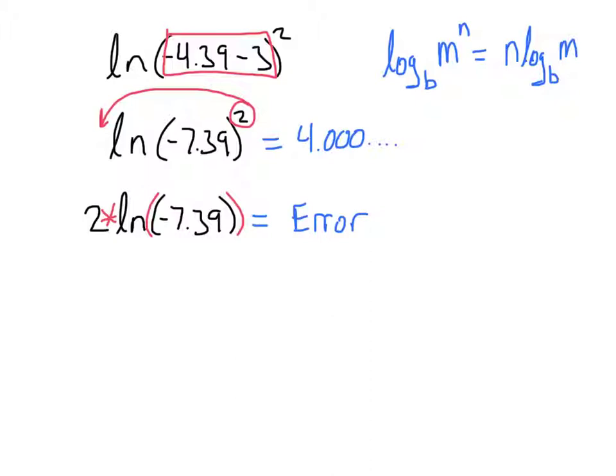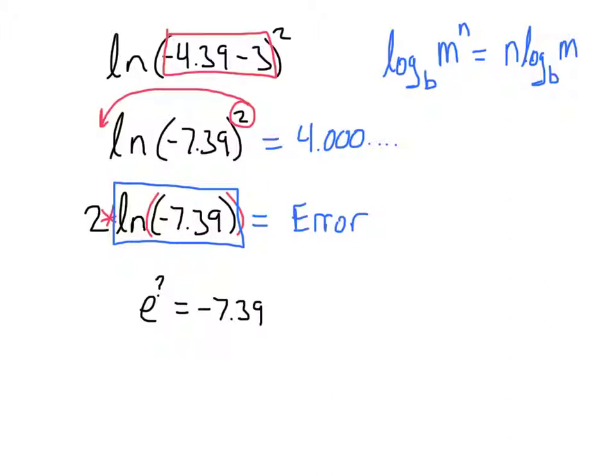Because just type this in. What is the natural log of negative 7.39? Error. It's an error. Why? What is that trying to calculate? Not a negative exponent. You're kind of on the right track, though. What's our base of a natural log? 10. No. E. Natural log is base E. So this is trying to calculate E to what power gives us negative 7.39.